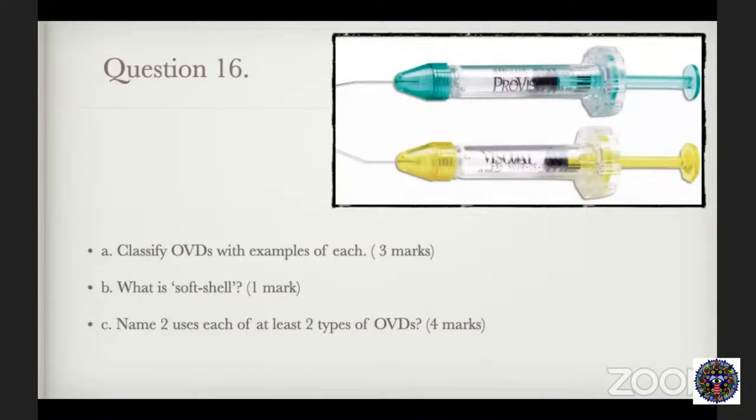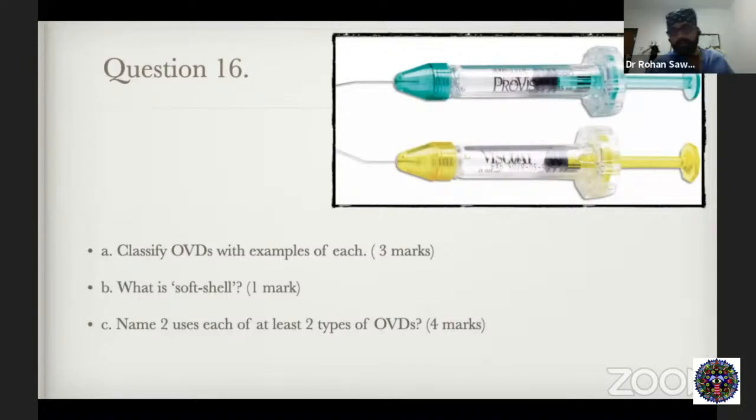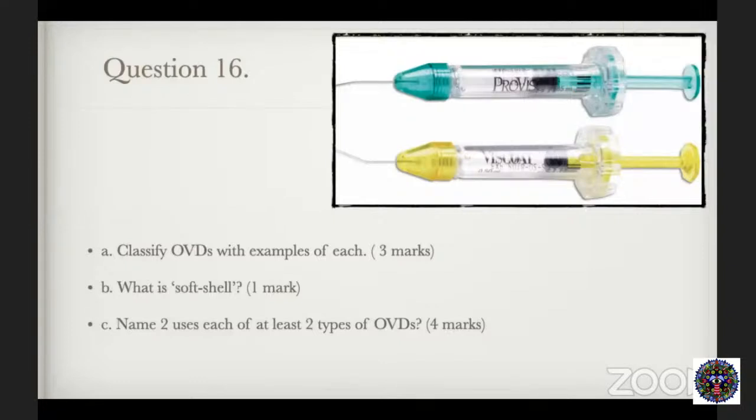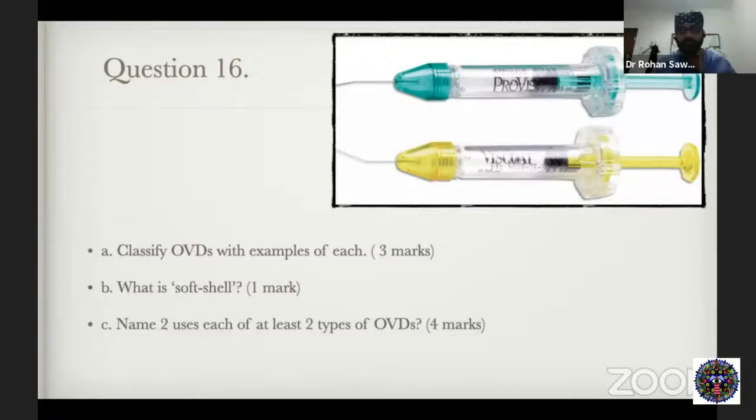Yeah. So next question is, what is soft shell? It is a technique described by Arshinoff, which says that they put the dispersive, which covers the corneal endothelium, and the cohesive covers the central part. Brilliant. And name 2 uses of at least 2 types of OVDs.